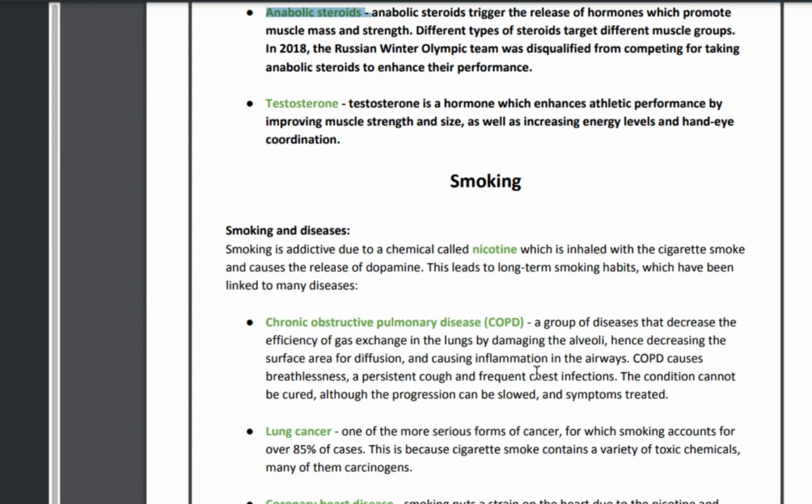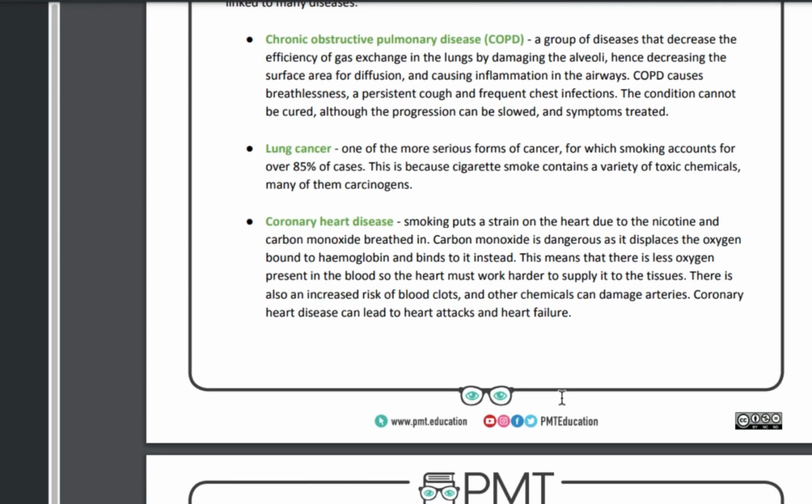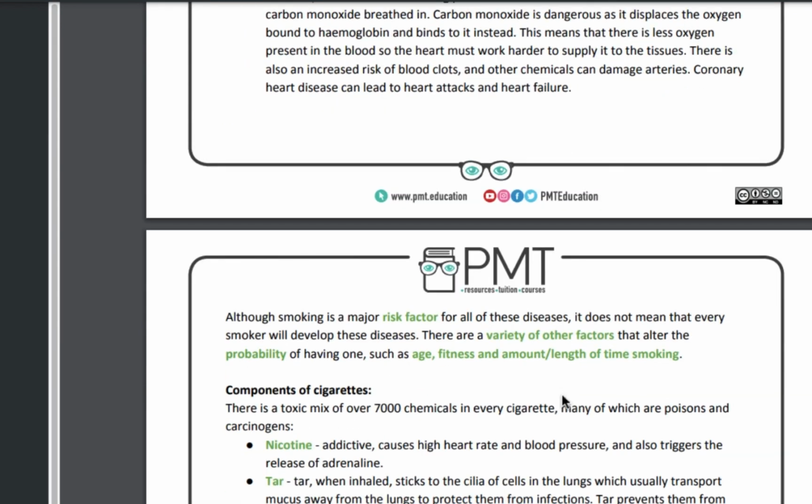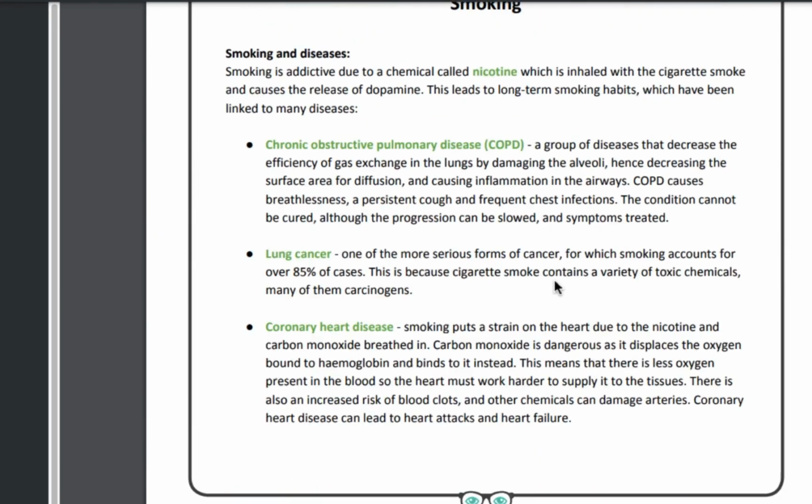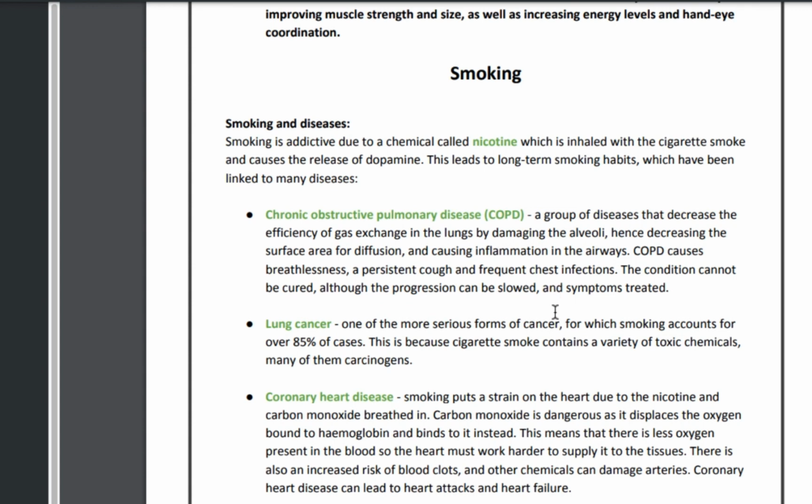It causes lung cancer, it causes chronic obstructive pulmonary disease, the COPD. It causes coronary heart disease. Smoking causes a lot of problems, and we're going to see why, because cigarettes have nicotine and tar. They have two chemical substances, the tar and the nicotine, that make it super dangerous. One of them makes you addicted, and the other eventually destroys you.